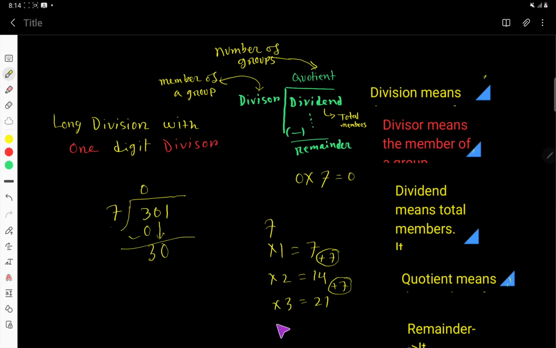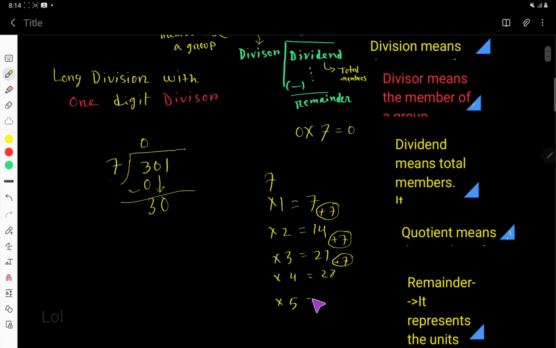And look here, 30, right? Then 7 times 4, just add 7 to this 21. That is 28. Then look, 7 times 5 is 35. Just add 7 to this 28, right? So 35 is greater than 30. So we have to stop here. So how many times does 7 go into 30? 4 times. So 4 times 7 is 28. Now subtract.